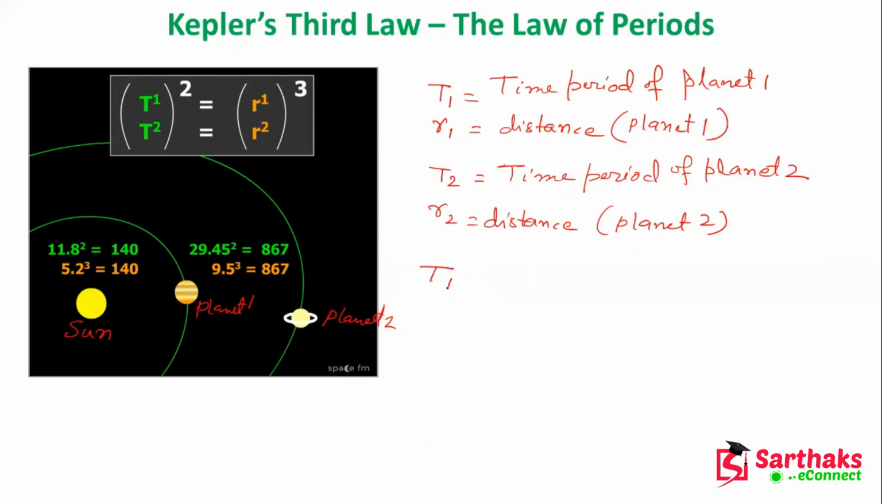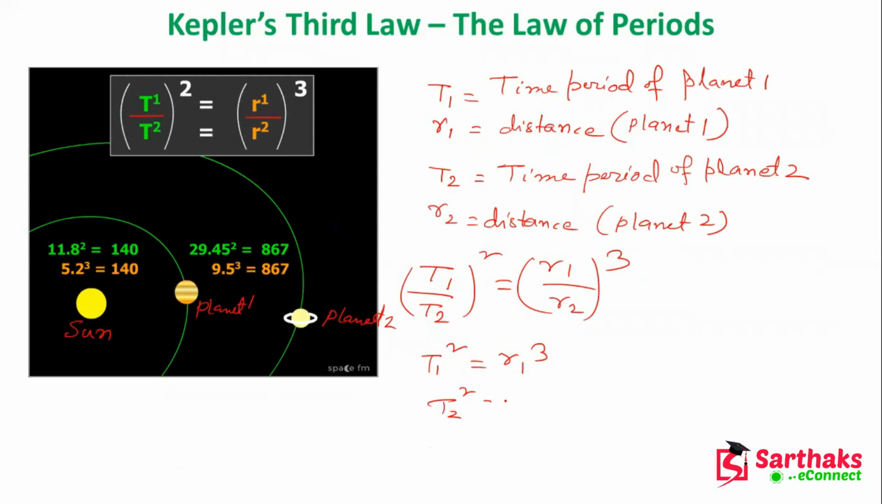So (T1 by T2) whole square equals (R1 by R2) whole cube. Okay. So here (T1 by T2) whole square equals (R1 by R2) whole cube, or I can write T1 square by R1 cube equals T2 square by R2 cube. Okay.